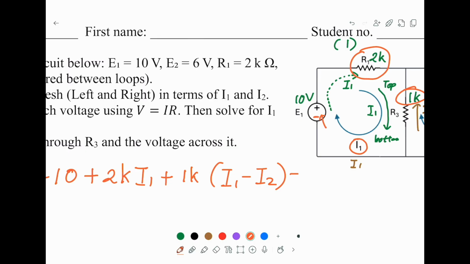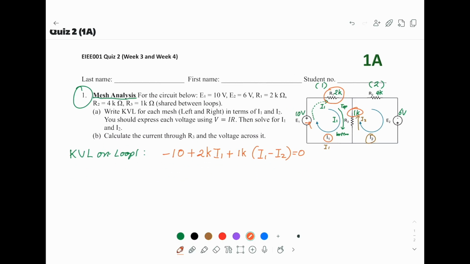So this is our first equation. Now you expect that you're going to solve the equation for I1 and I2. So you can either just keep this one or you can simplify the equation. It's up to you. Next, you will apply KVL on loop 2.